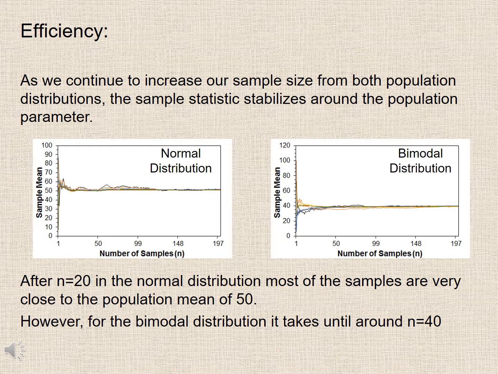Our second controlling feature was the sample size. If we continue to sample from the two distributions, our sample statistic will stabilize around the population parameter. For the normal distribution, this happens by around a sample size of 20, but because of the extra variability in the bimodal population, it takes a sample size of about 40 to stabilize.